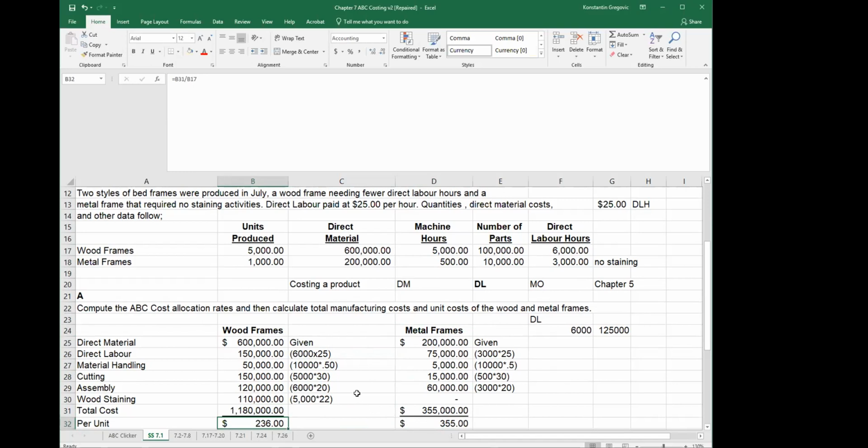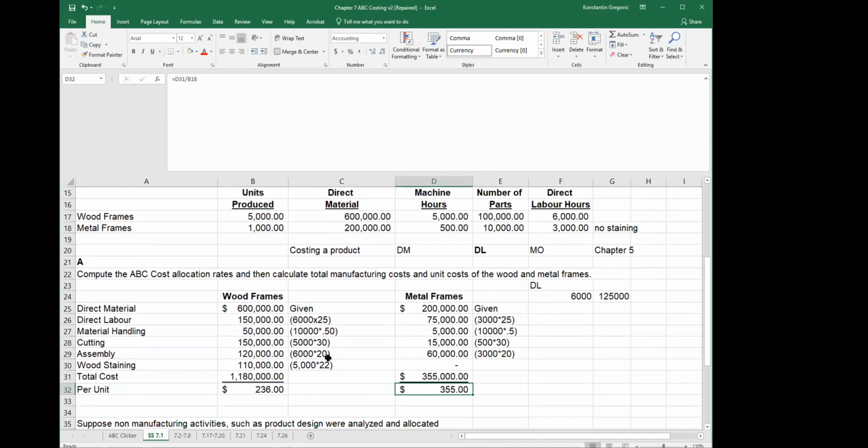Don't rush. Look at your total units produced, right? This is your total cost. Should it be divided by 6,000? So here's my units produced. This is my total cost now. 5,000. No. 236. How do I calculate 236? 1,180,000 divided by 5,000. Excellent. There you go. What is it for metal frames? 355. Divided by what? 355,000 divided by 1,000. Good. 355.